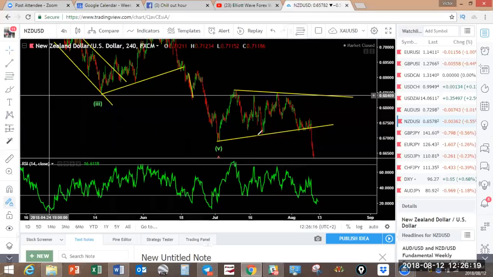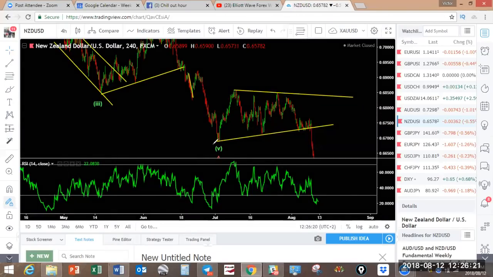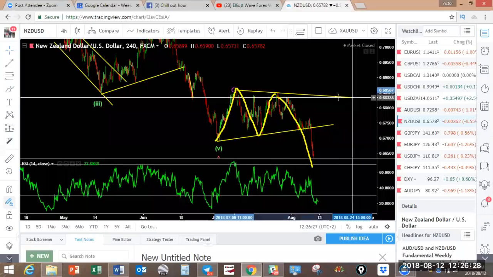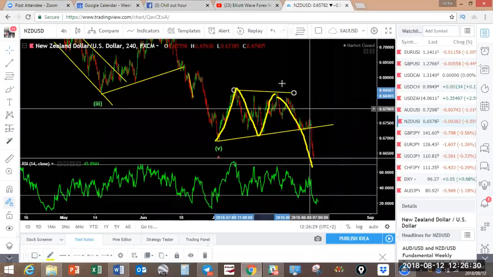Actually, this one does not make a triangle. It makes a 3-wave correction like that before we drop. Okay, so this one is not a triangle, it's just a 3-wave move before we drop. And now look out for continuation.